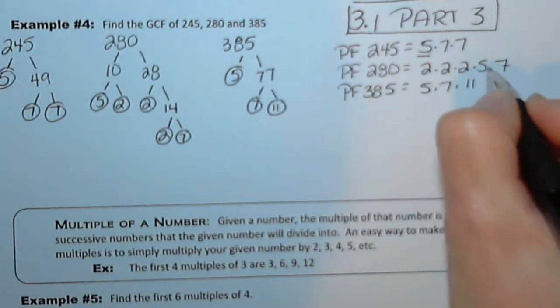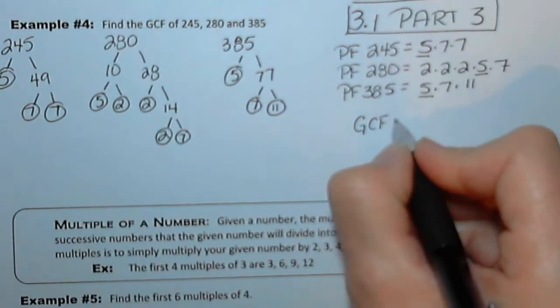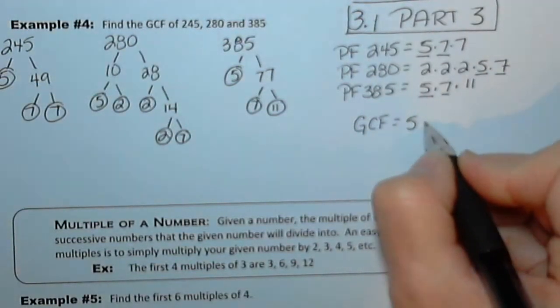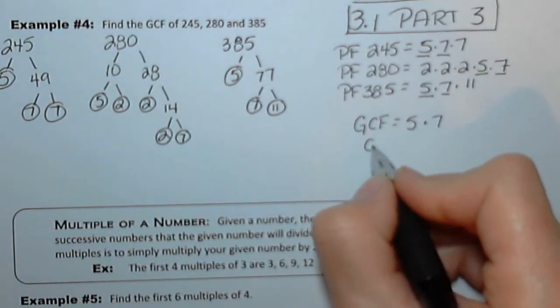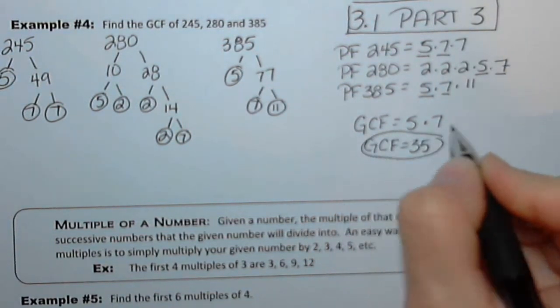So what do we have here? All three of them have a 5 in common. So my GCF is going to have a 5. All three of them have a 7 in common. And that's it. So in this question, my GCF is 35.